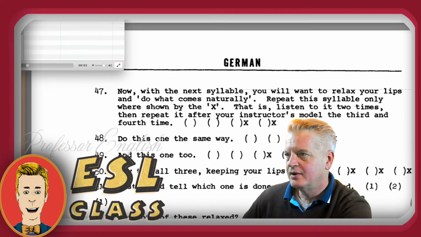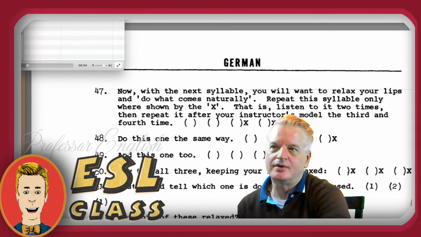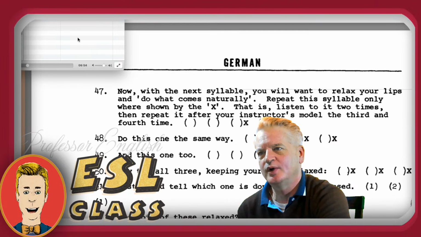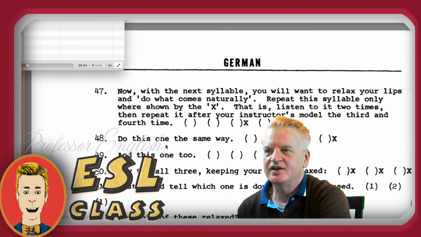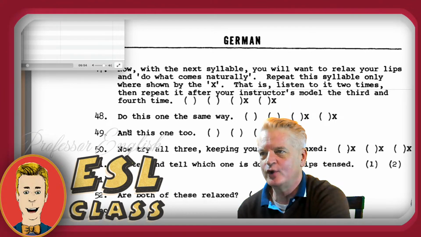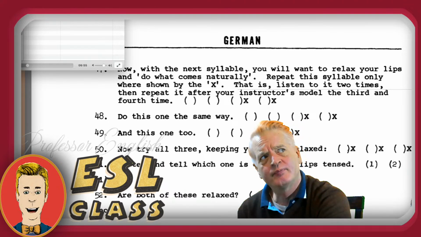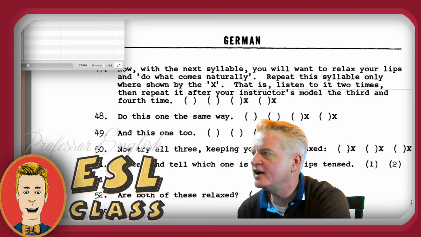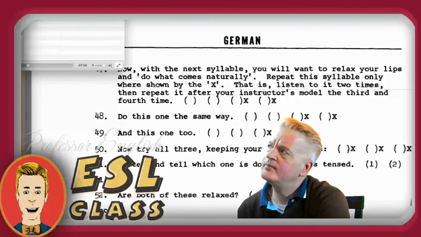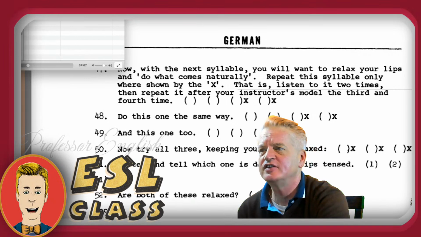Page 5. 47. Now with the next syllable, you'll want to relax your lips and do what comes naturally. Repeat this syllable only when shown by the X. That is, listen to it 2 times, then repeat it after your instructor's model, the 3rd and 4th time. So we're going to listen to it said twice, and then we'll repeat the next 2 times. Maß, mas.